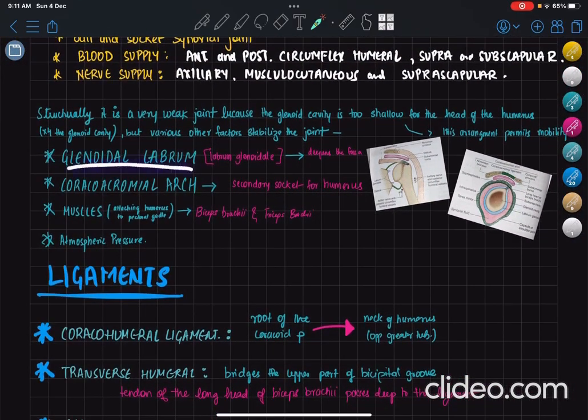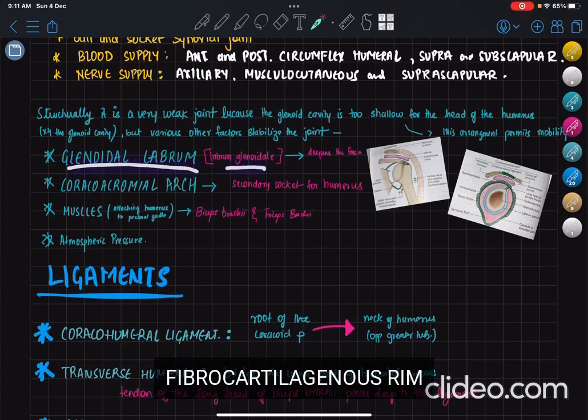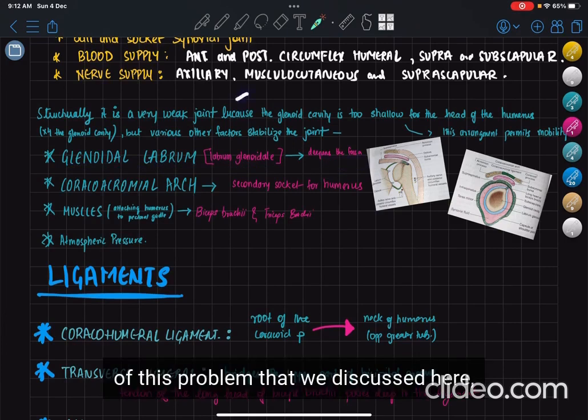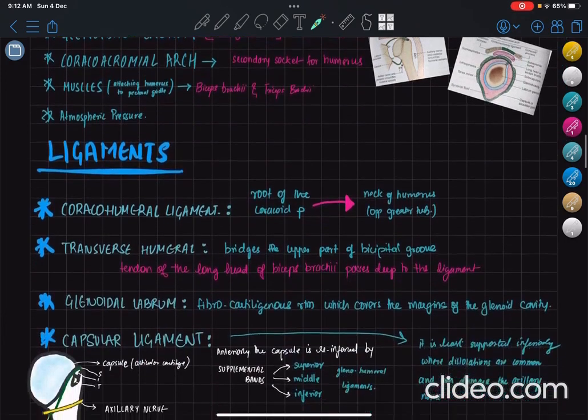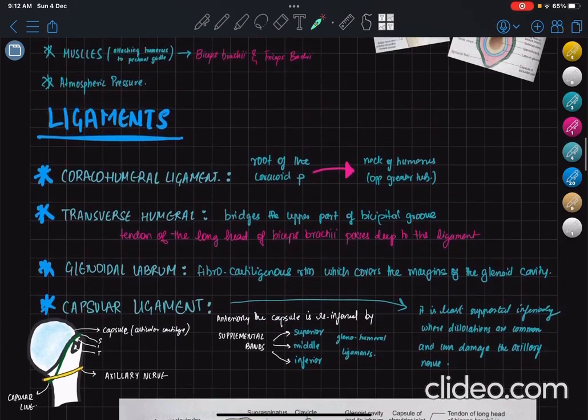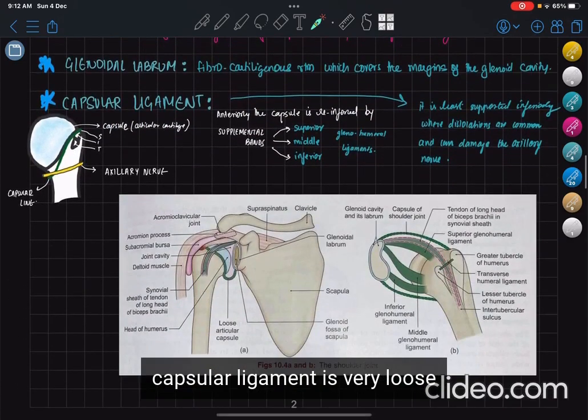Last point is glenoidal labrum, labrum glenoideum, which is the fibrocartilaginous rim surrounding the glenoidal cavity, which deepens the fossa, which fixes a little bit of this problem that we discussed here, right? Even in the ligaments, we'll see glenoidal labrum, fibrocartilaginous rim, which covers the margins of the glenoid cavity. Ligaments is one of the most important things to study when we're talking about a joint. So we start with capsular ligament.